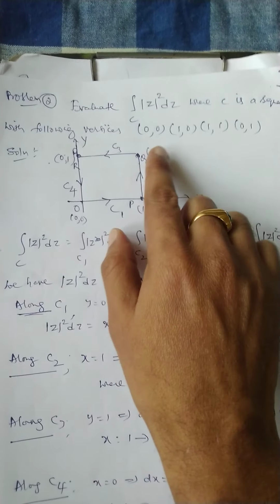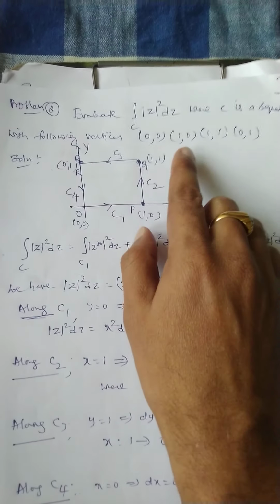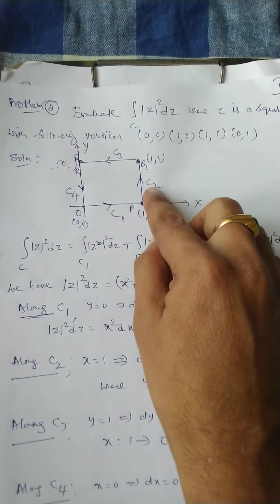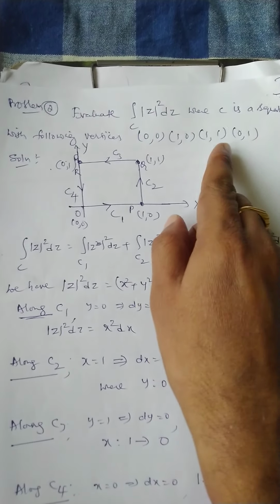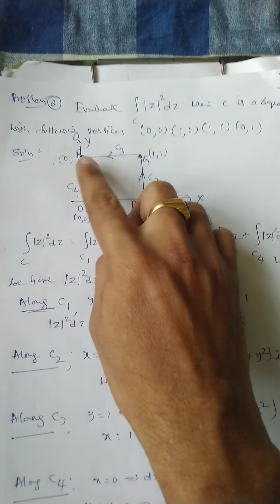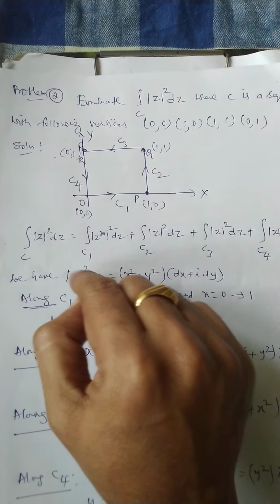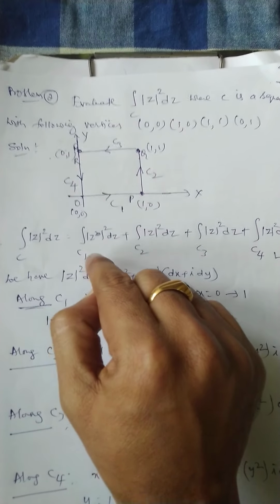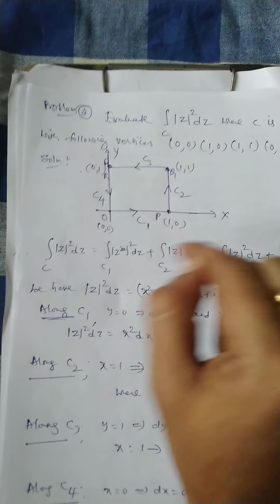The first side, from (0, 0) to (1, 0), I have taken as C1. Next, from (1, 0) to (1, 1), I have taken as C2, from P to Q. Next, from (1, 1) to (0, 1) will be C3, from R. Next is C4. So it is clear that the given curve is split into four parts: C1, C2, C3, C4.